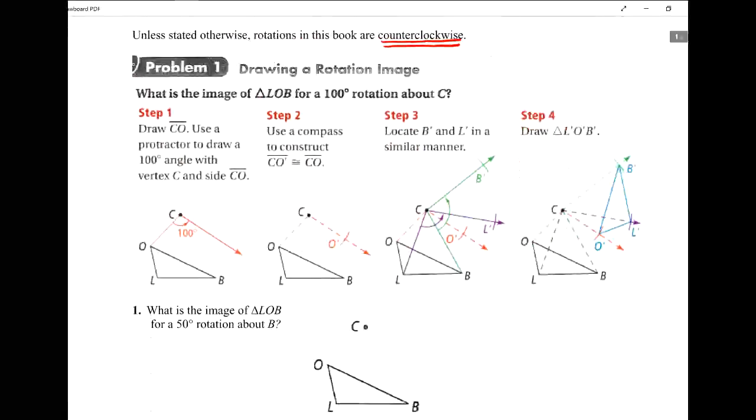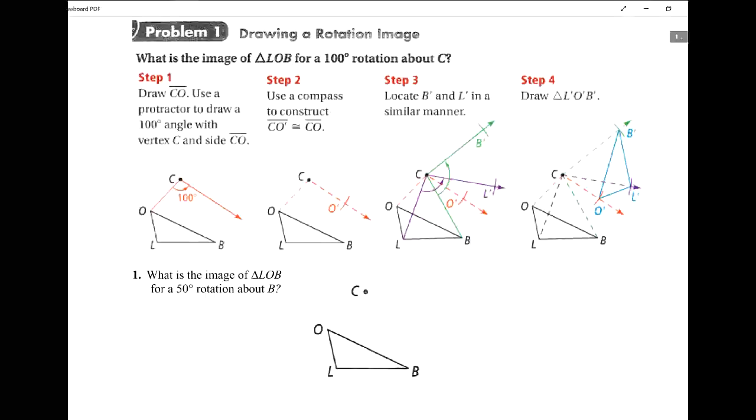Let's do the first problem on how to draw a rotation. These are the steps you are going to need to follow. So we want to know the image of triangle LOB for a 100-degree rotation about C. So C is our center of rotation, and we're going 100 degrees counterclockwise. Don't forget, rotations are always counterclockwise. So step one here. We find our point C, our center of rotation. We always need to know where that is.